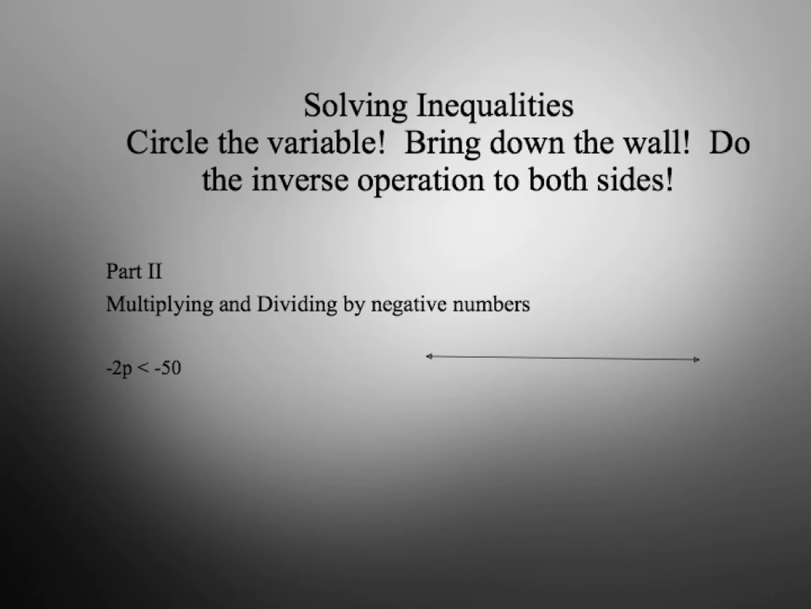Okay, the last two examples of part 2, multiplying and dividing by negative numbers. And this is a little different, so I need to make sure you pay attention. On this one, I'm going to go ahead and rewrite it. Negative 2p is less than negative 50. All right, do the same part as circling your variable, bringing down your wall. But this time I don't want you to bring down the inequality symbol.